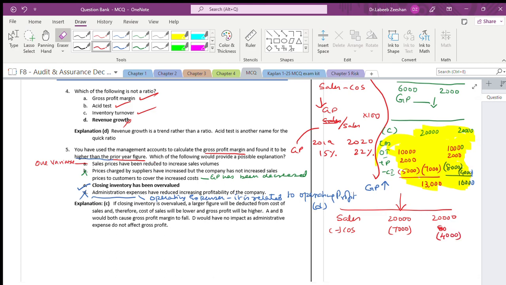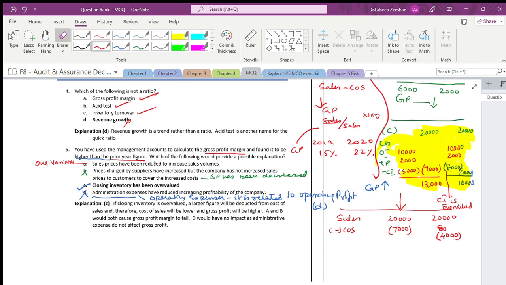Why have we shown less? Because we showed more closing inventory, overvaluation. Is it right? Here the closing inventory is overvalued. We have to show closing inventory of 5,000, but how much have you shown? 8,000. What is the formula for cost of sales? Opening inventory plus purchases minus closing inventory. We are not changing the value of sales. The value of sales remains the same. The only thing is we are talking in terms of closing inventory.